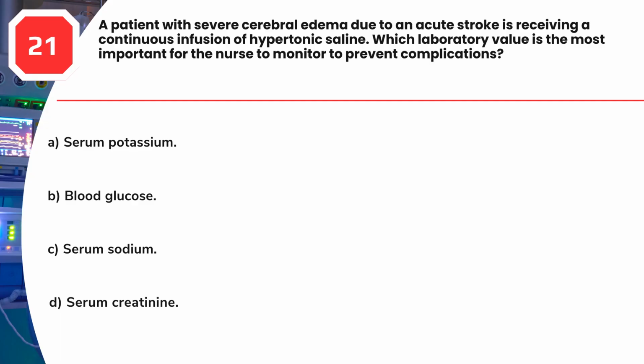Question 21. A patient with severe cerebral edema due to an acute stroke is receiving a continuous infusion of hypertonic saline. Which laboratory value is the most important for the nurse to monitor to prevent complications? A. Serum potassium. B. Blood glucose. C. Serum sodium. D. Serum creatinine.